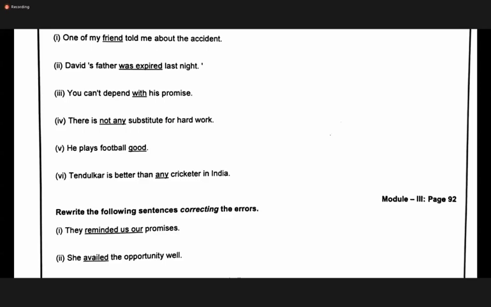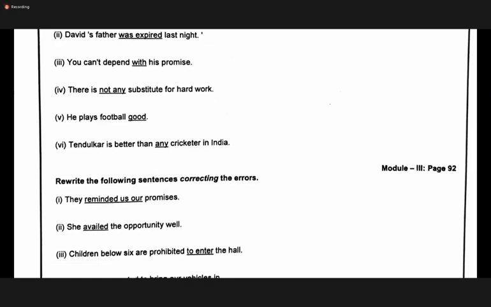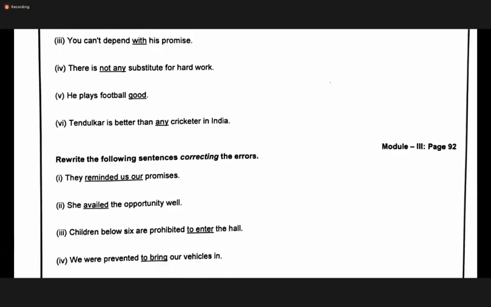Next, third one. You can't depend with his promise. Depend on his promise. Fourth one. There is not any substitute for hard work. Not any is wrong. There is no substitute for hard work. Fifth one. He plays football good. Well. Yes, he plays football well. Tendulkar is better than any cricketer in India. Remember, in the comparative degree, the expression other is there. Any other cricketer in India. Good. Tendulkar is better than any other cricketer in India.